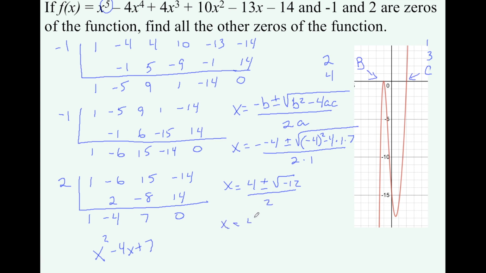Okay. 4 plus or minus 2i root 3 over 2. Remember, this 2 goes into the 4, and the 2 goes into the 2i. So what are our solutions? Negative 1, negative 1, 2, 2 plus i root 3, 2 minus i root 3. So there are our 5 solutions.